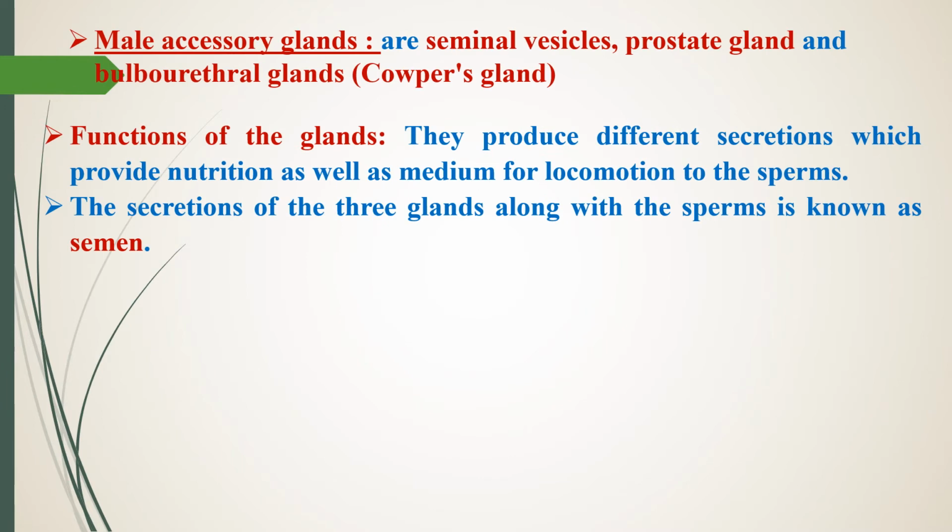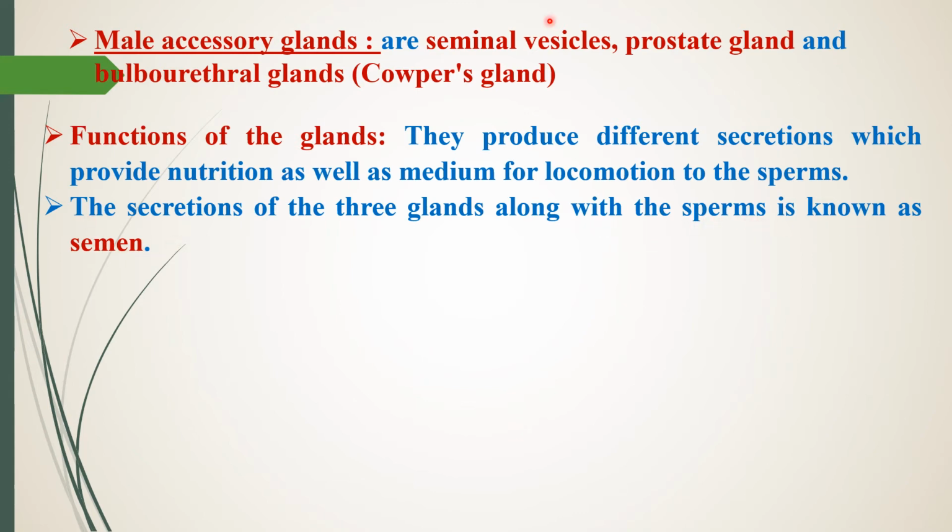Now male accessory glands. There are three glands. The names of the accessory glands in the males are seminal vesicles, prostate gland, and bulbourethral gland, also called the Cowper gland. So what is the function of these glands? They produce different secretions which provide the nutrition as well as medium for the locomotion of the sperms. The secretion of the three glands along with the sperm is known as semen.